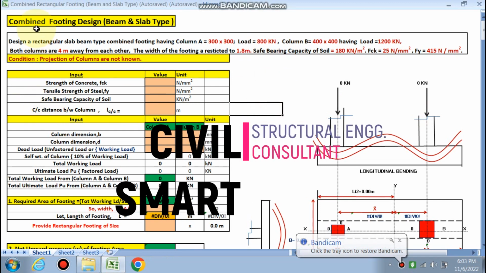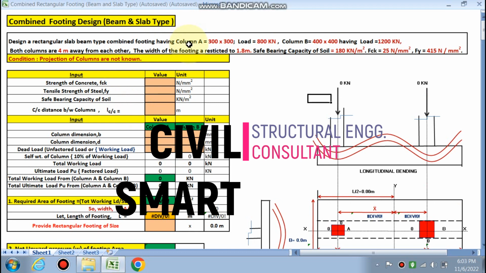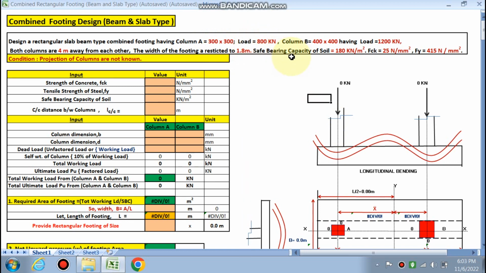Today we are going to design a combined footing which is beam and slab type. We have already done a slab type combined footing, so now we are going to design a beam and slab type. So we have this type of problem, that is column A having a load this much, this is the size of the column A and the load is 800 kN.